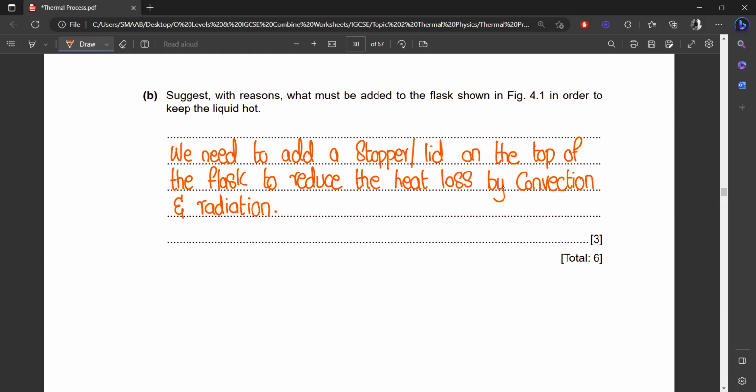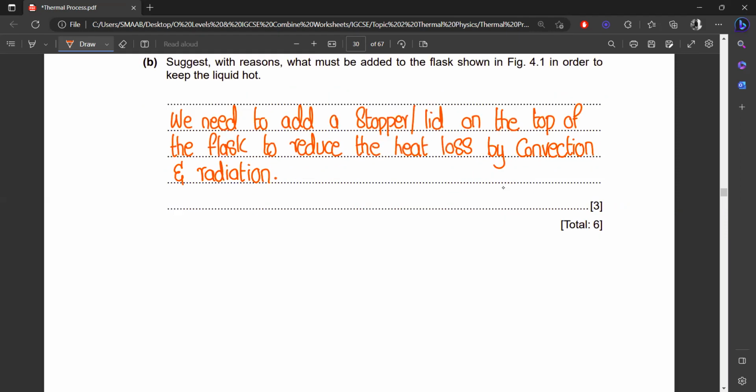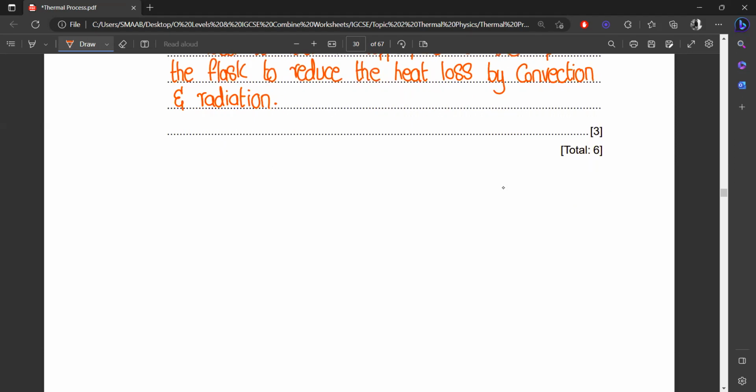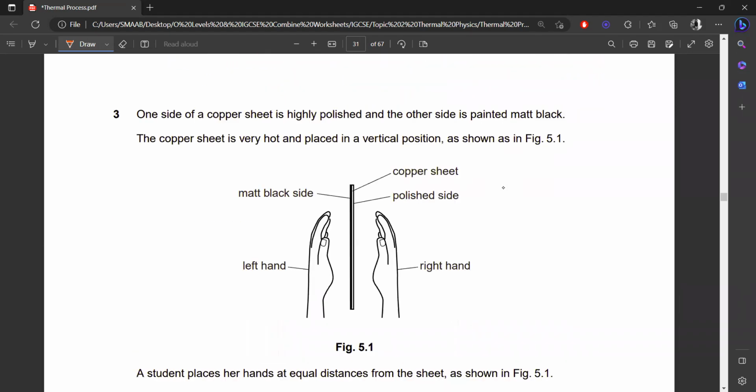So this is the component which we need to add in the diagram to reduce the heat loss by method of convection and radiation, right? Yes.